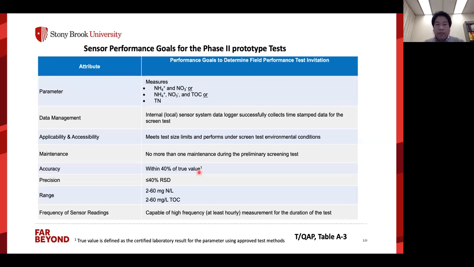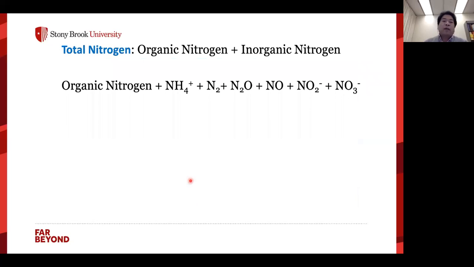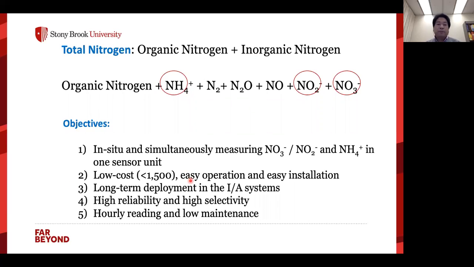We got this performance goal in 2018, and we started to design our sensor. We know the total nitrogen in the effluent of the IA system includes organic and inorganic nitrogen species. But generally, the organic nitrogen is minor. The majority of the nitrogen pollution from the effluent of the IA system is inorganic nitrogen. In the inorganic nitrogen, these three species are major: ammonium, nitrate, and nitrite. So we designed our objectives for the sensor development.